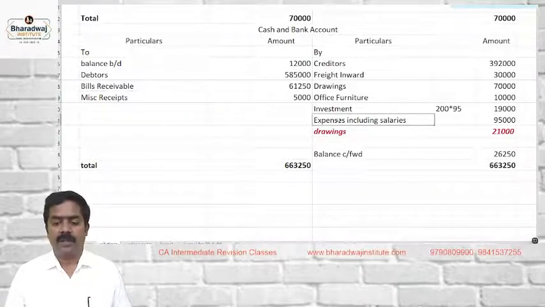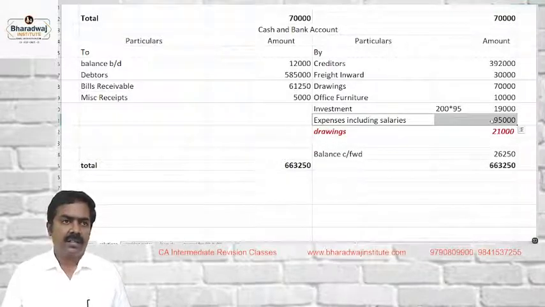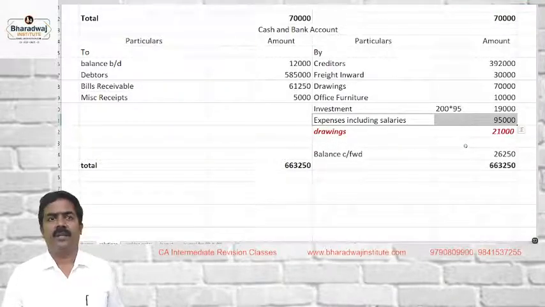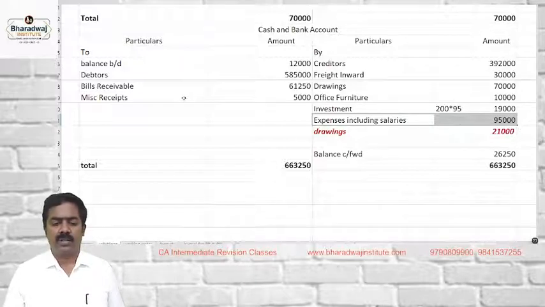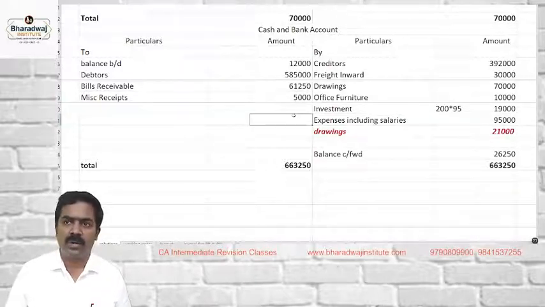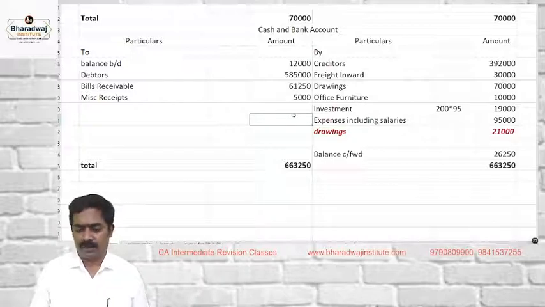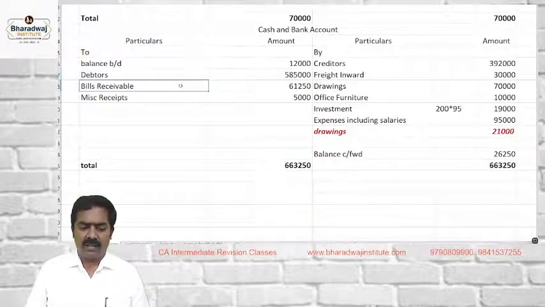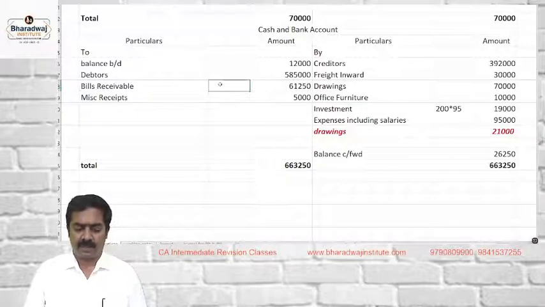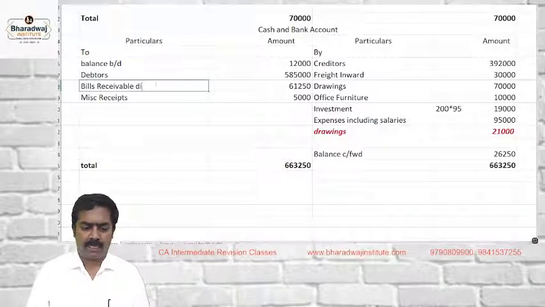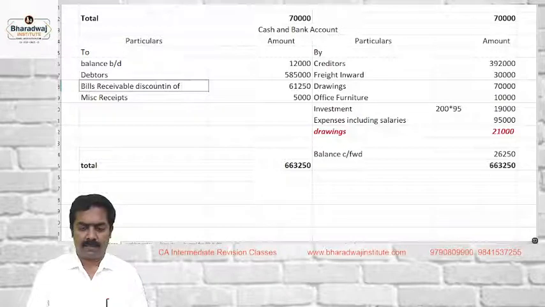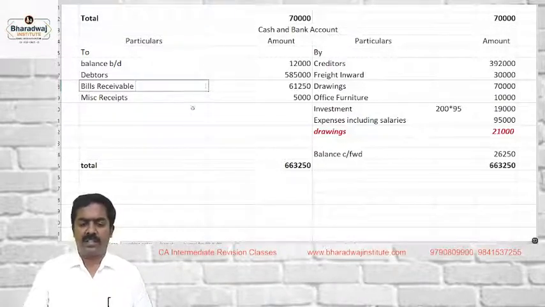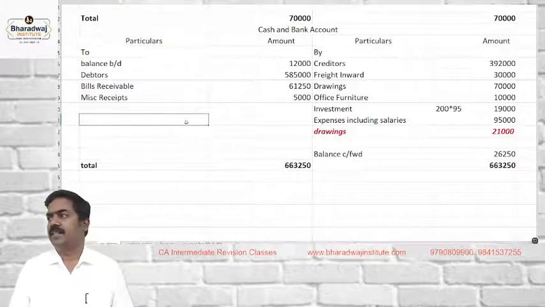And while charging in the P&L account, ensure that the salaries you add outstanding at the end minus outstanding at the beginning, and all the accrued incomes etc. you have to adjust and take it to which account? Trading and profit and loss account. Debtors, what is collected? Okay, this is for discounting of bills. It is not a debenture, it is a share.